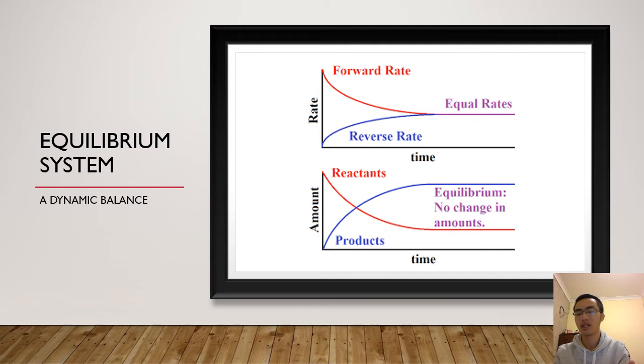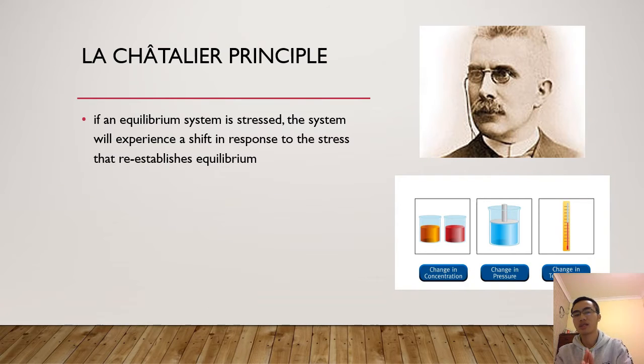But what exactly is the principle of this phenomenon? A French scientist, Le Chatelier, found the principle. The principle is that if an equilibrium system is stressed, the system will experience a shift in response to the stress that will re-establish the equilibrium.